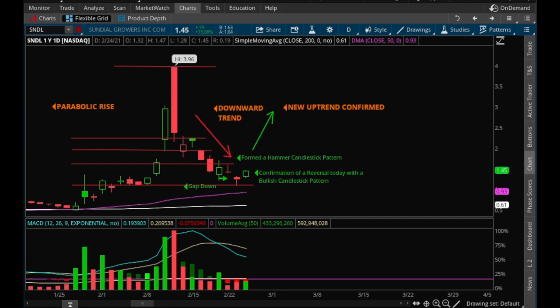And therefore, a safer bet is to wait for today's confirmation that the reversal of a new uptrend has been confirmed, and then enter the position toward the end of the day today or sometime tomorrow morning. Hope that makes sense to you.